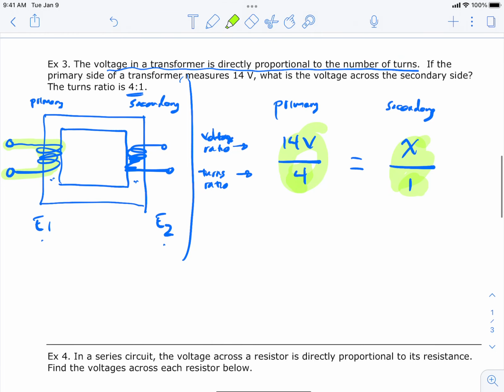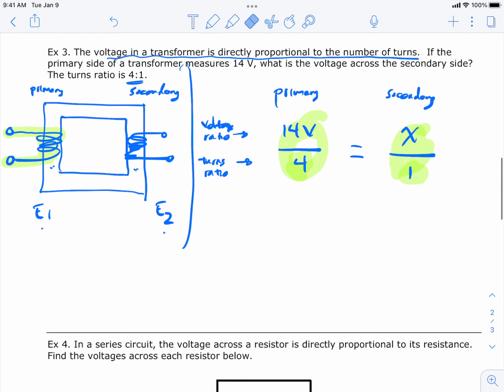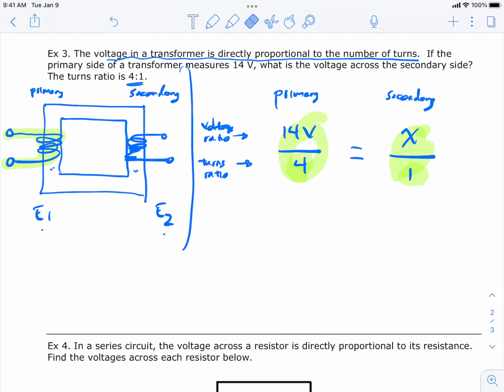Now, 4 to 1 doesn't mean that it's 4 turns and 1 turn. For one thing, it could be 40 turns and 10 turns. That's also a 4. It could be 4,000 turns on this side and 1,000 turns. It doesn't matter what the actual number of turns is. What matters is the ratio, so we only have to put the ratio in our equation. Anyway, there we are. Notice it's all set up.